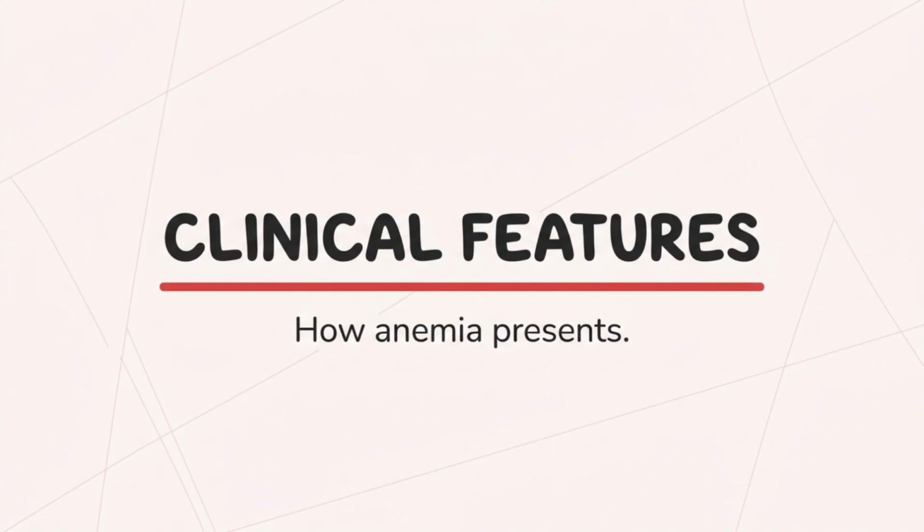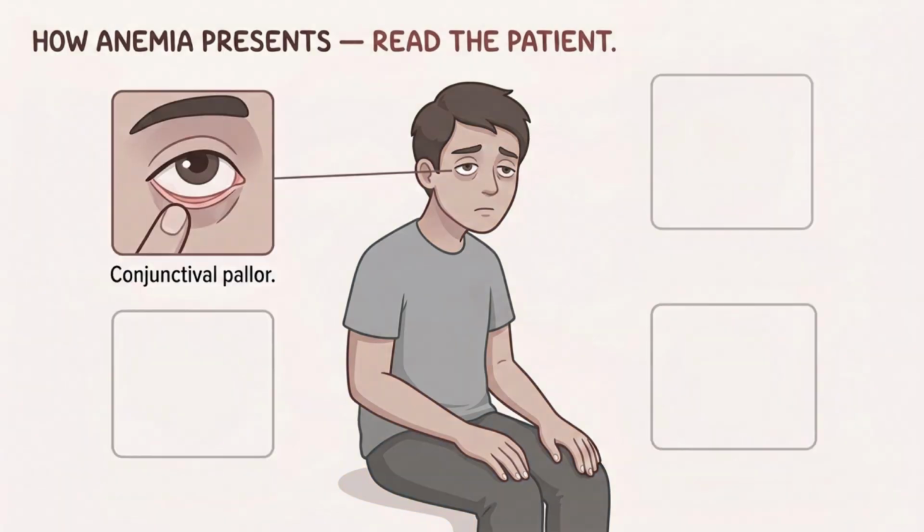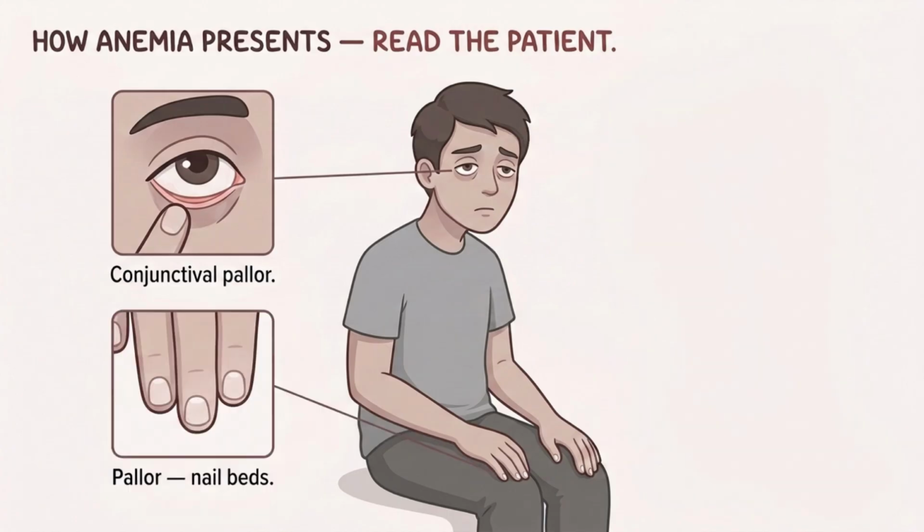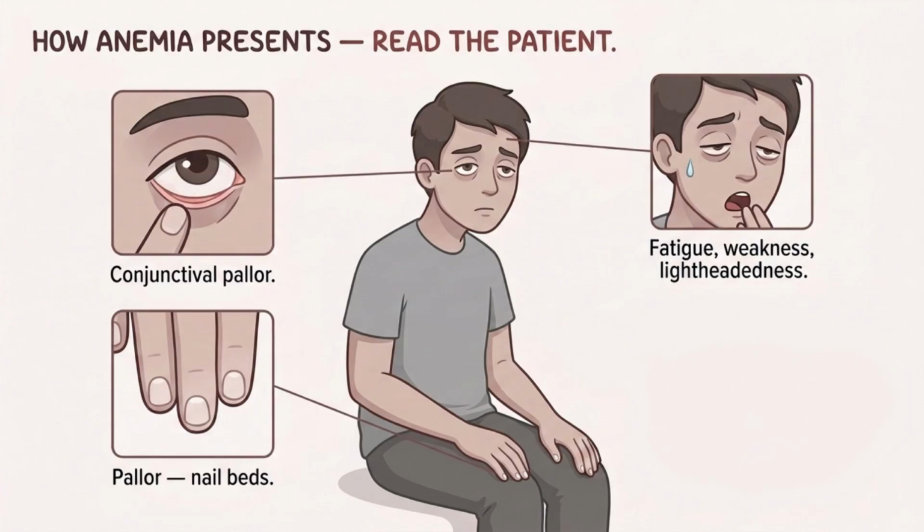Now, how does a patient with anemia actually present? The classic picture is pallor, especially in places like the conjunctiva and the nail beds. Then, because oxygen delivery to tissues is reduced, patients can develop fatigue, lethargy, weakness, loss of stamina, headache, and lightheadedness or faintness.